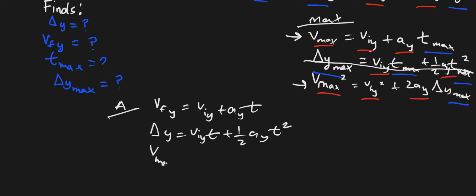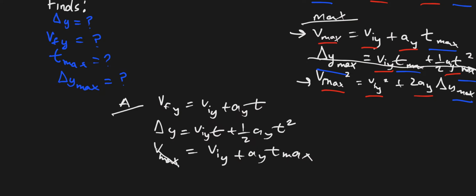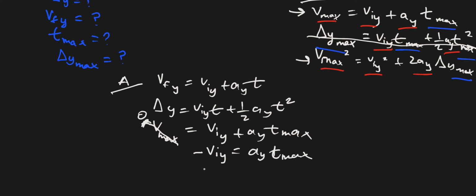So let's see. V max is equal to v initial y plus the acceleration y times t max. In the algebra step, we get rid of the zeros. This is a 0, this is gone, this is gone, this is a 0. And what else can we do? Well, we need to solve for t max. So let's subtract v initial y on both sides. So this is going to be negative v initial y, and then this is just a y t max. Solve for t max, divide by a y. Dividing by a y, this will go. We have what we want.